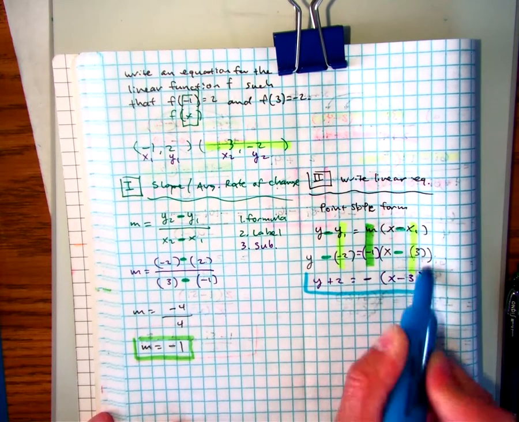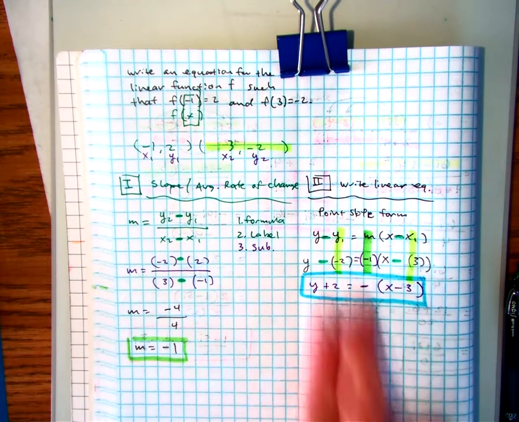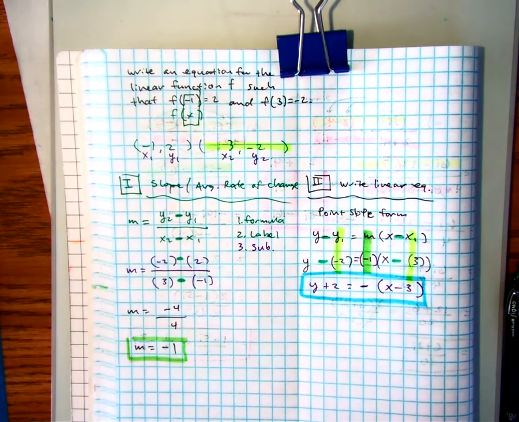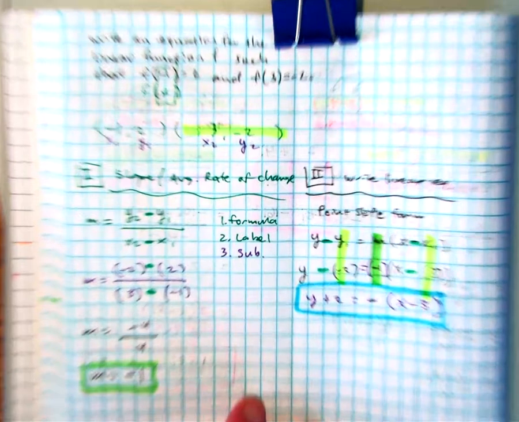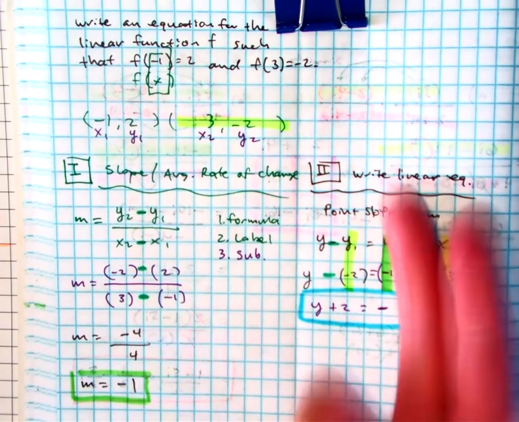Notice in point-slope form, we don't need to distribute, and you're not solving for y. If you did solve for y, that would be slope-intercept. So to review, find your slope between your 2 points, and then write your linear equation.